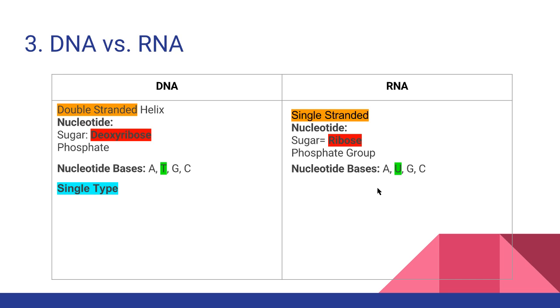Another difference is that there's one type of DNA, while there are three types of RNA: mRNA, tRNA, and rRNA. I'll say that again. There are three types of RNA: mRNA, tRNA, and rRNA.